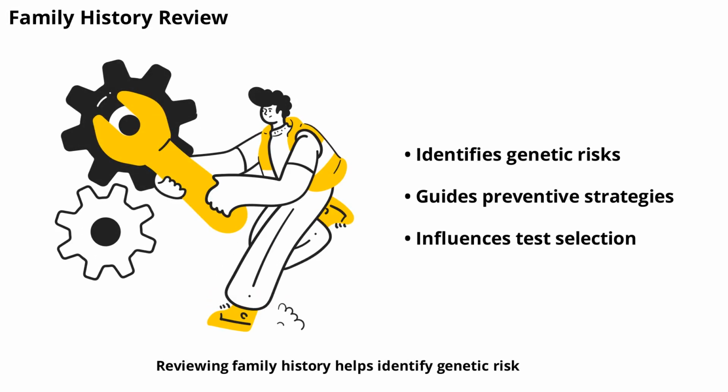Reviewing family history helps identify genetic risk factors for cataracts and other eye diseases. The doctor asks about relatives with vision problems or eye surgeries. This information can influence the choice of tests and guide preventive strategies. Family history review is a simple but important part of comprehensive cataract evaluation.